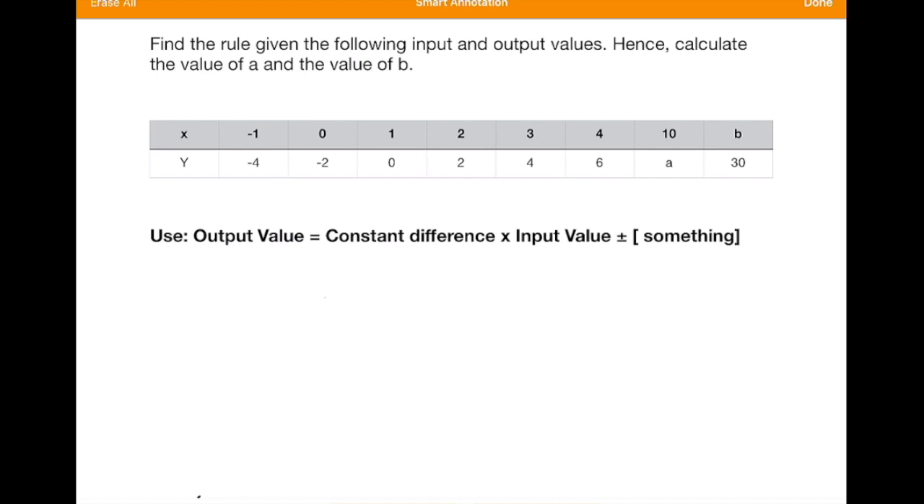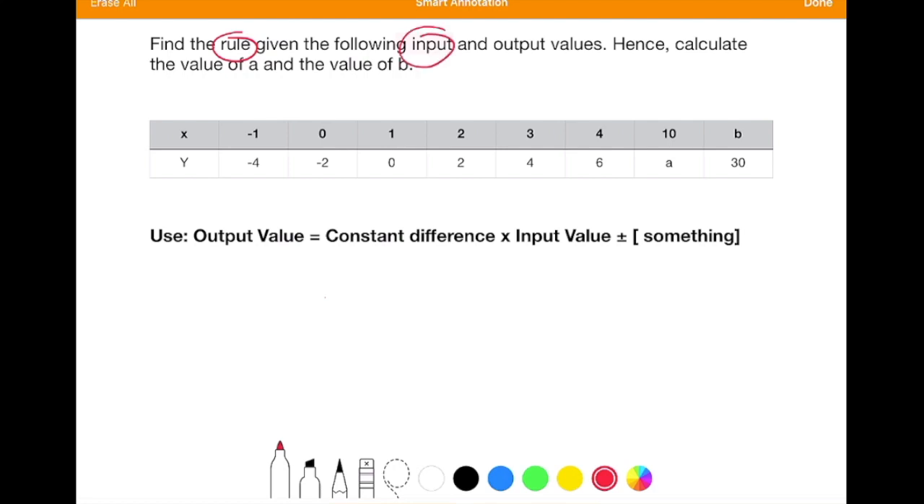In today's lesson, I'd like us to look at how we can determine the rule given the input and the output values. The rule is what we are looking for, but we know the input values and we also know the output values. Remember, the input values are the values of x and the output values are the values of y. So if x and y are given, what is the rule or the formula?